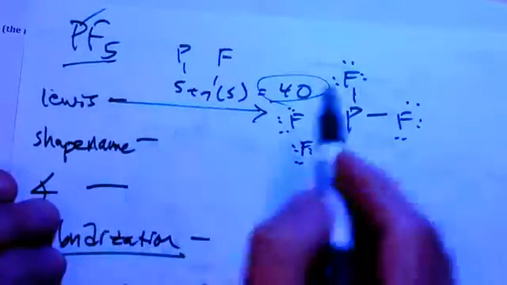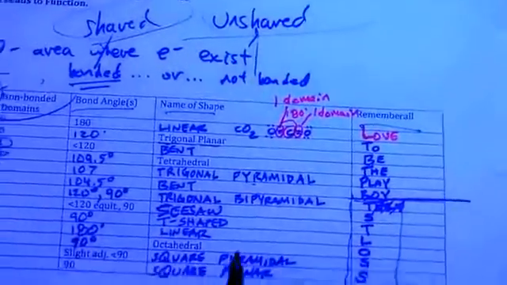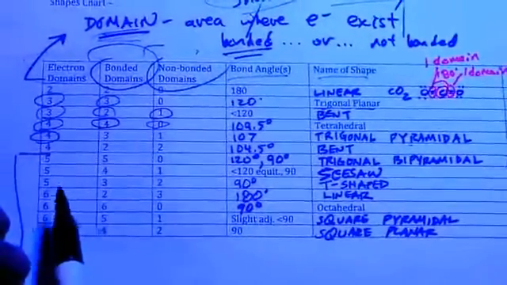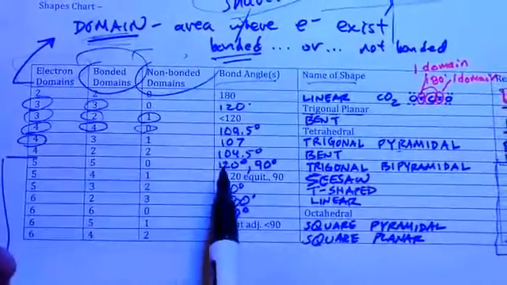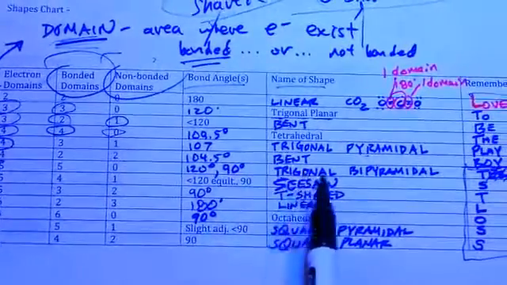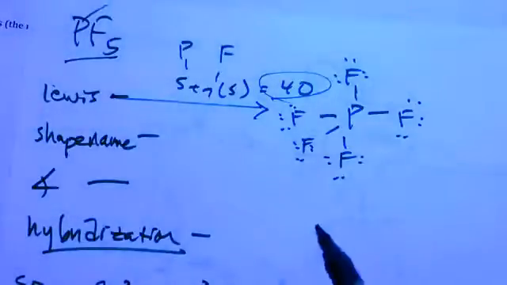Now we need the shape name. Well, we have 1, 2, 3, 4, 5 bonded, 0 non-bonded. And if I look back on my shape chart, in case I don't have it memorized yet, 5 bonded, 0 non-bonded, 120 and 90 degree bond angle, called trigonal bipyramidal. Trigonal bipyramidal, okay?